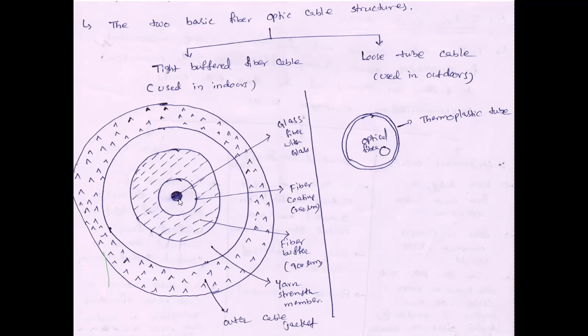That is, we have to fix and tighten the optical fiber cable inside the jacket. Once it is fixed, it does not move; it is not flexible. It is fixed. But when we go for loose tube cable, here this is a thermoplastic tube. Inside, the optical fiber cable is there. It can be moved inside this thermoplastic tube.